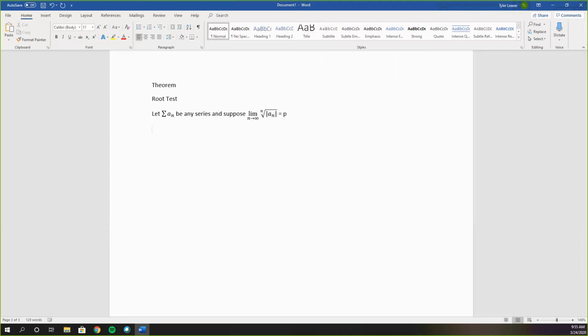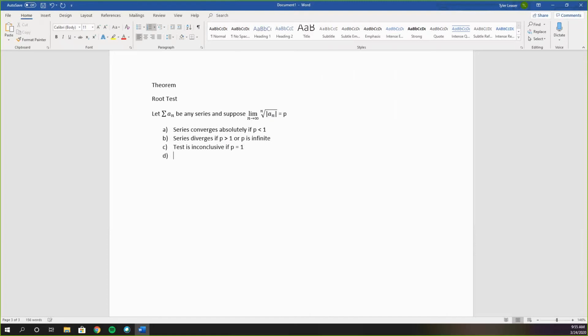Then again, there are a few different things that we could say. The first thing, and these should actually match the ratio test: the series converges absolutely if p is less than 1. The series is going to diverge if p is greater than 1 or if p is infinite. And the test is going to be inconclusive if p comes out to be equal to 1.